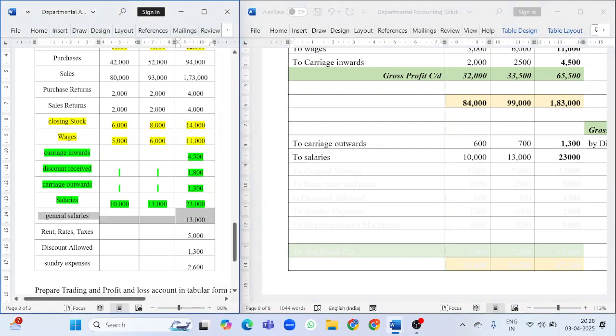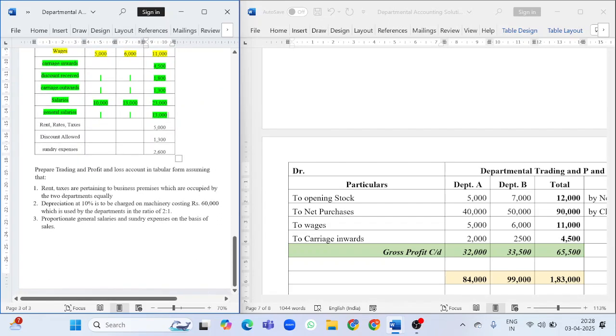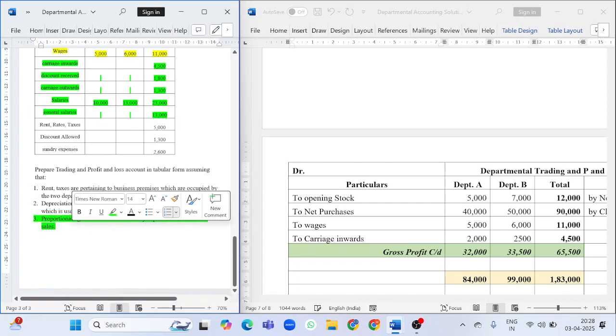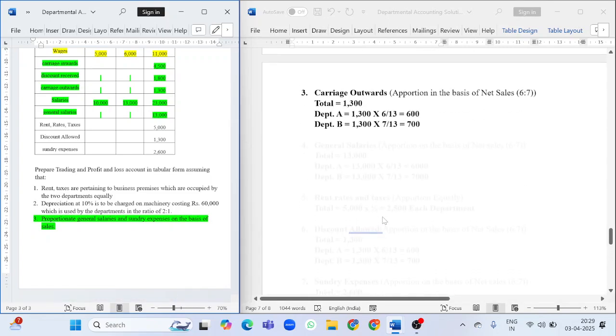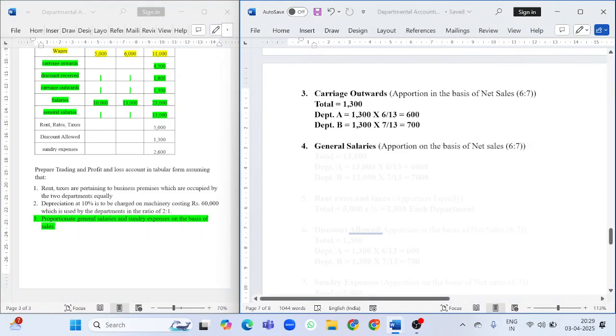Next, they have given in the question general salaries. Again, when you observe here, the total general salaries whatever they have given is 13,000. We have to divide it. So if you see the adjustments they have given, see the third adjustment, apportion general salaries and sundry expenses on the basis of sales. Sales means net sales. So they have given that we have to divide the general salaries on the basis of net sales. When they have specified any particular basis in the question, we will have to stick to that particular basis only.